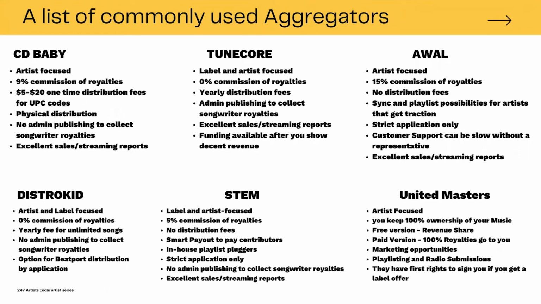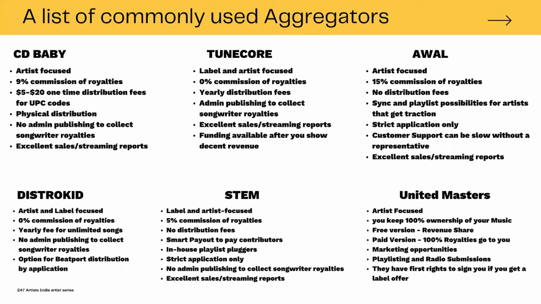So even though you're paying that 15% commission, if we had our 50 songs up on Awol instead of on TuneCore, we wouldn't spend $600 a year in annual distribution fees. We would, however, have paid out a lot more than that in commissions based on what we were making. Okay. They're really good as far as sync and playlisting.